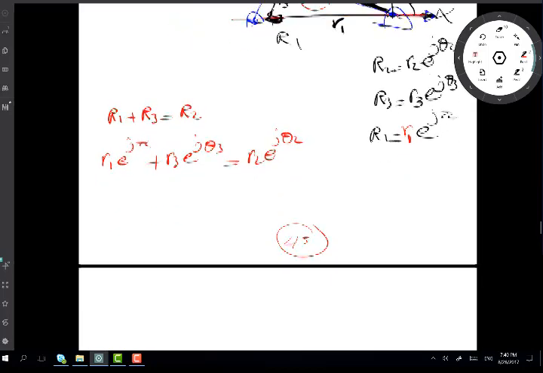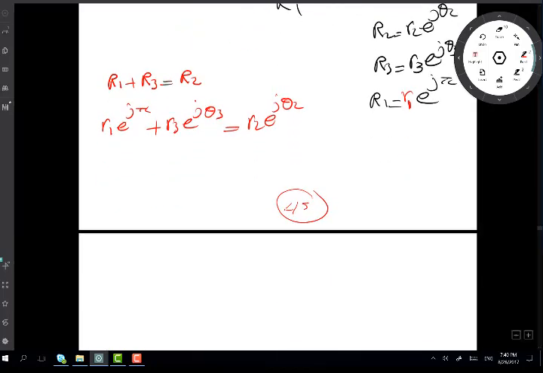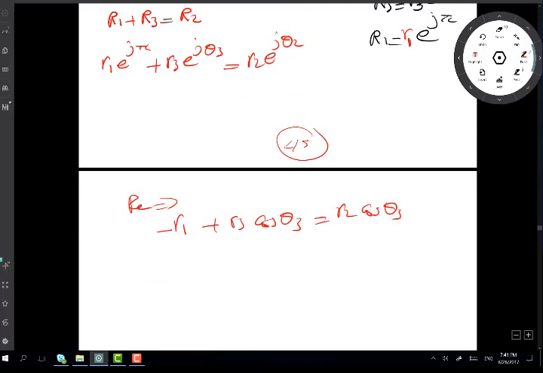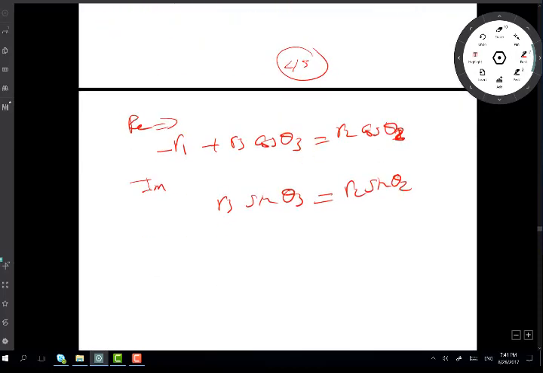So if I go real and imaginary, the real part will give me R1 negative, because cosine π is -1, plus R3 cosine θ3 equals R2 cosine θ2. And the imaginary part, since sine π is 0, gives R3 sine θ3 equal to R2 sine θ2.